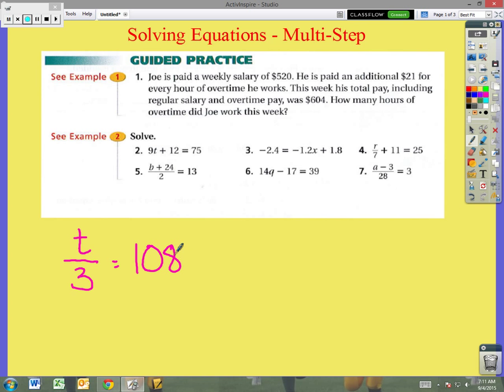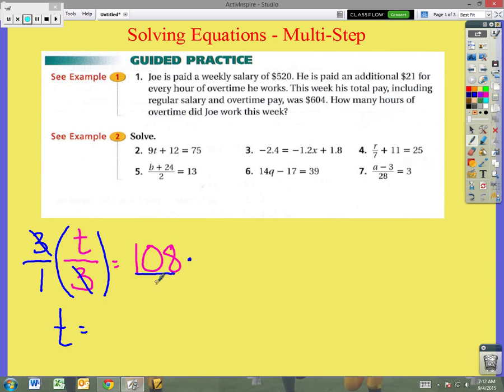108. Now, typically you'll see it like this, divide by 3. The opposite of dividing by 3, the inverse, is to multiply by 3. I like to set it up as a fraction, putting 3 over 1, and we do some cross reductions. The 3's cancel out, so I'm left with t. That is equal to 108, and I'm going to multiply this side by 3 as well.